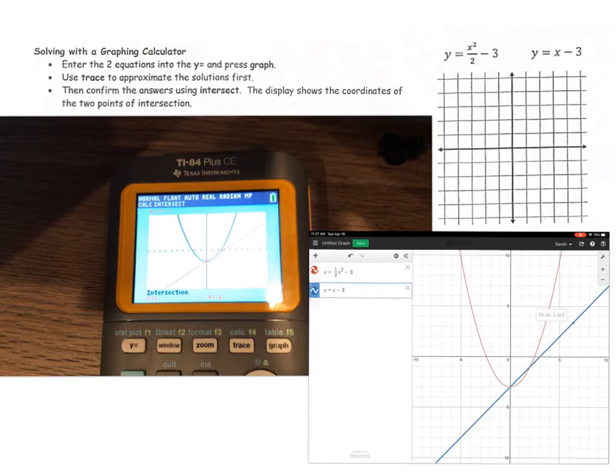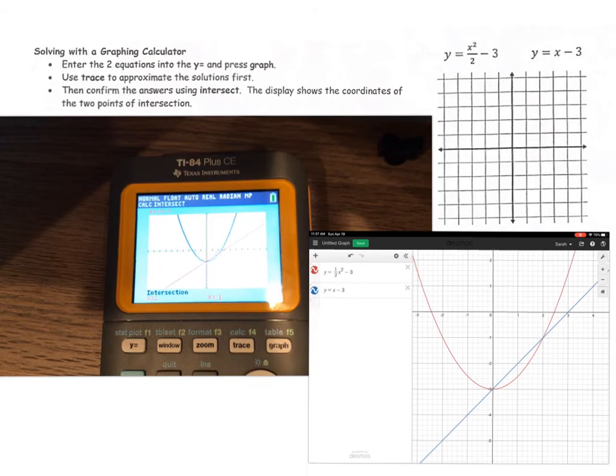And on Desmos, it's a little bit easier for us to kind of zoom in. And if we take a look at our solutions here, we can see that it does in fact have two solutions, which would be at 0, -3, and at 2, -1. Now, in order to confirm these, reminder that we can plug these in. Both ordered pairs should satisfy and make both equations true.